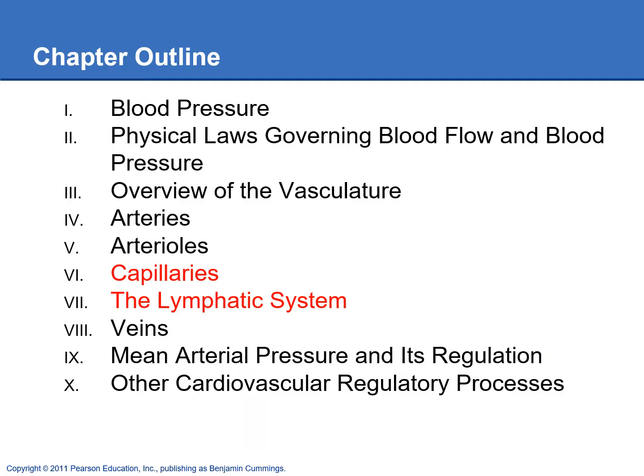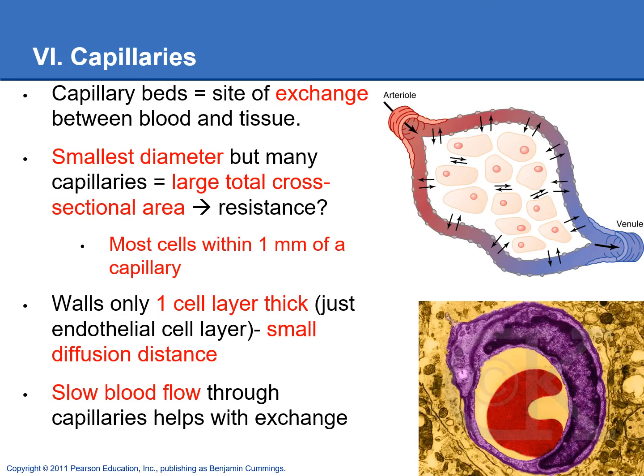We're going to take a look at capillaries and the lymphatic system. Remember that capillaries are the site of exchange between the blood and the tissue. Capillaries have a very small diameter, as you can see on this picture on the bottom. They are so narrow that the red blood cells actually have to bend and flex just to flow through them.